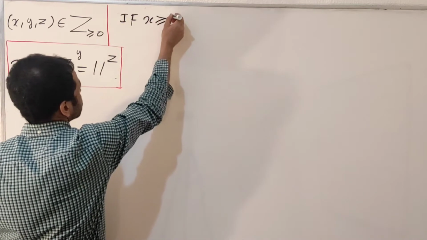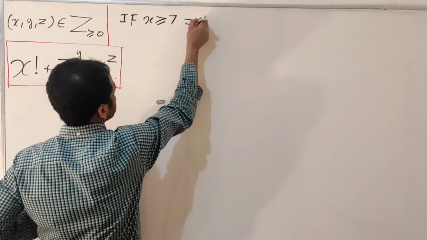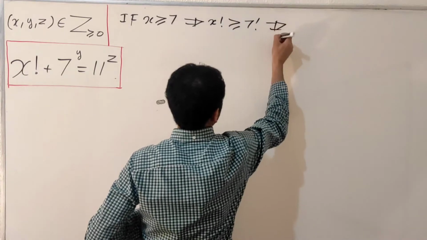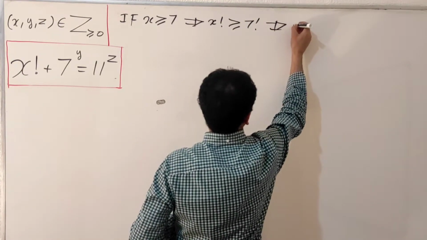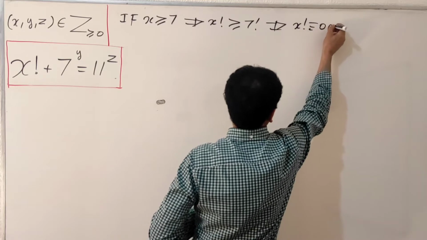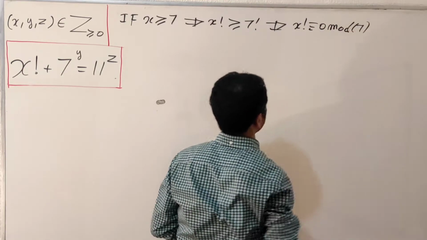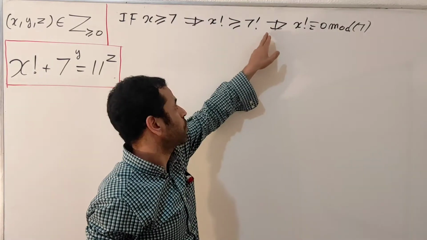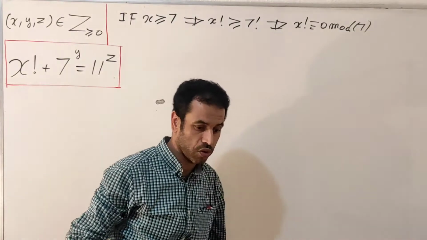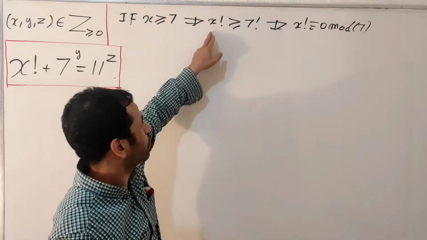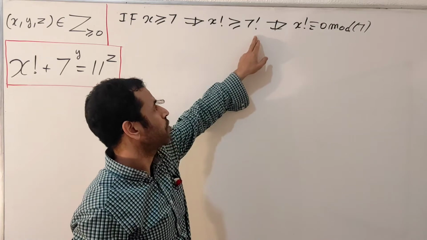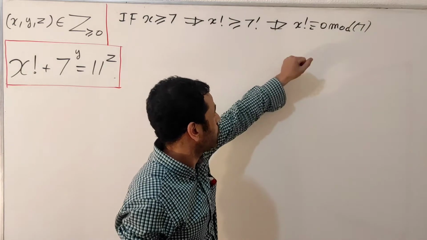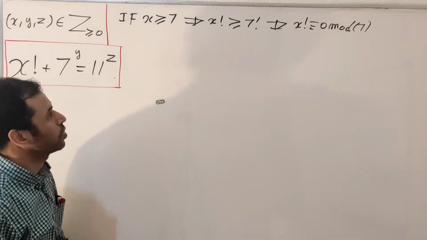First of all, if x is greater than or equal to 7, this implies x factorial is greater than or equal to 7 factorial. This implies x factorial is congruent to 0 mod 7. Why? Because x factorial starts with 7, 8, 9, 10, 11, and so on. Always x factorial is divisible by 7 as you have 7 as a term in the factorial. So x factorial is congruent to 0 mod 7.